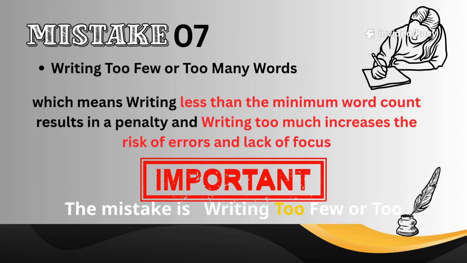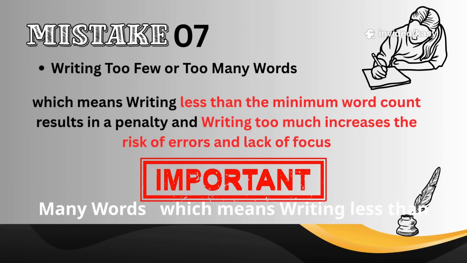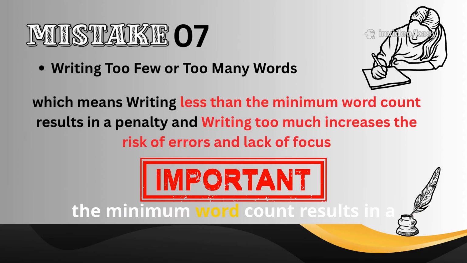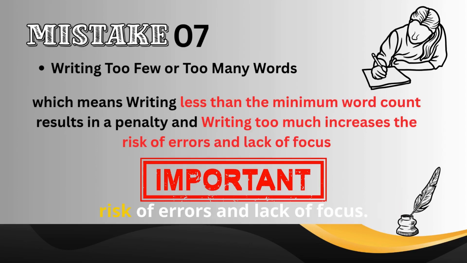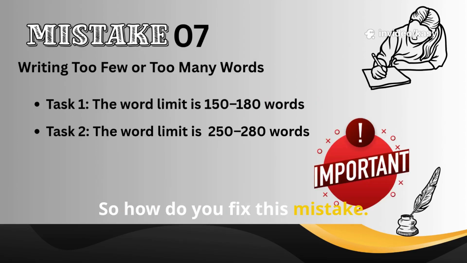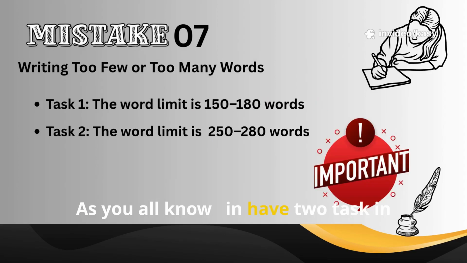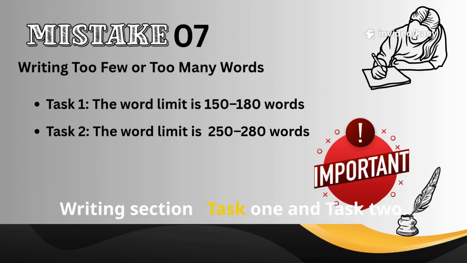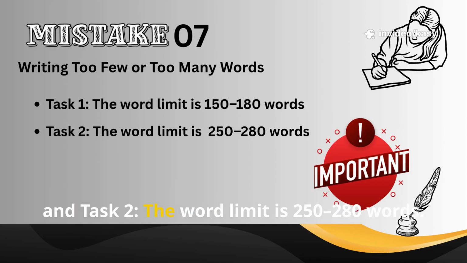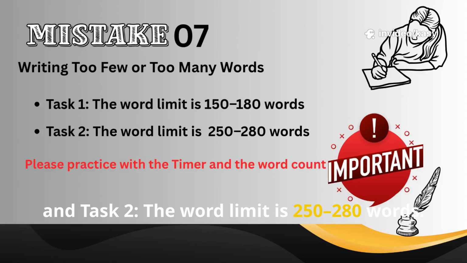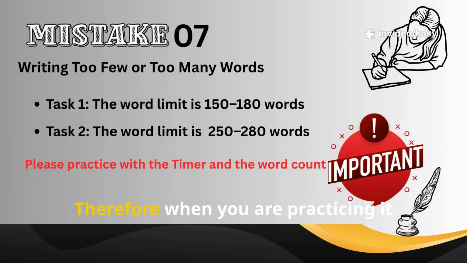The mistake is writing too few or too many words, which means writing less than the minimum word count results in a penalty, and writing too much increases the risk of errors and lack of focus. So how do you fix this mistake? As you all know, we have 2 tasks in the writing section, task 1 and task 2. Task 1, the word limit is 150-180 words, and task 2, the word limit is 250-280 words.